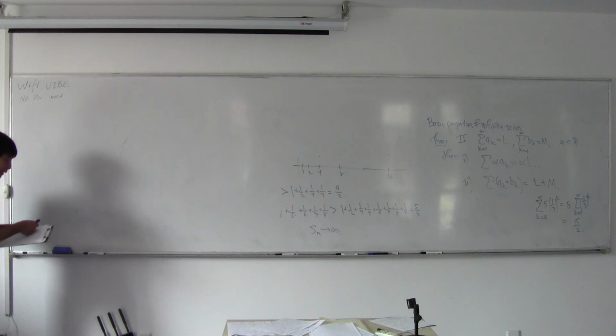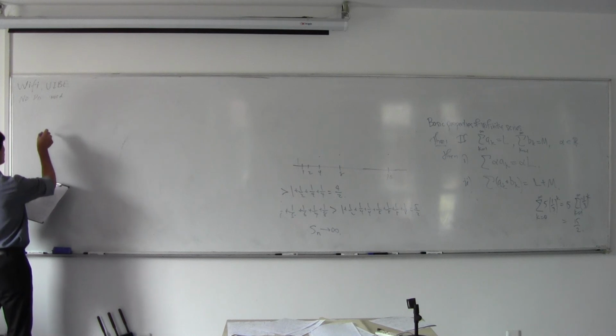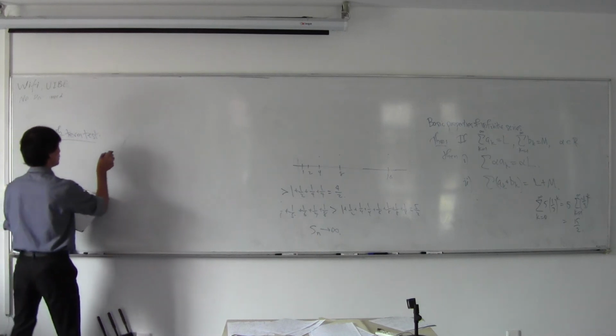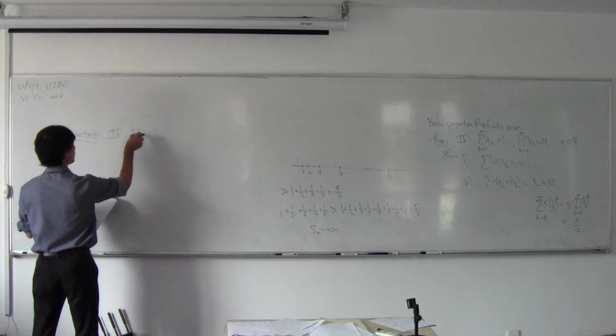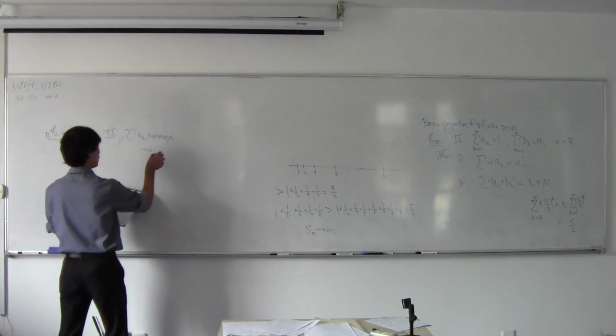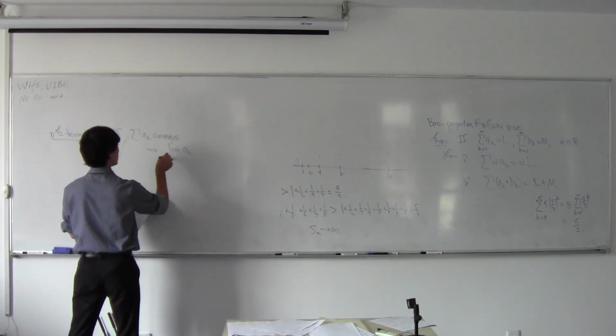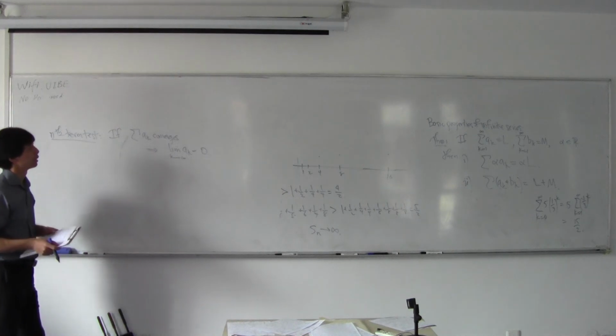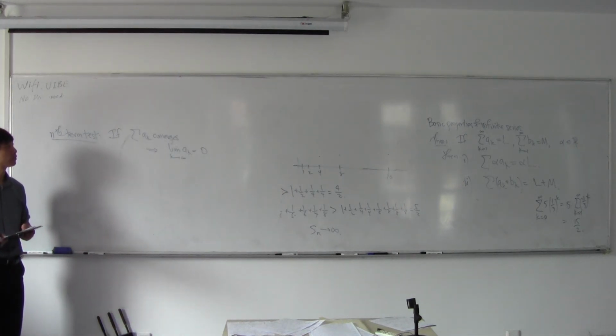Okay, so here's the last idea in this section. It's something called the nth term test. So, if the sum of a sub k converges, then the limit of a sub k as k goes to infinity must be 0. If your infinite series converges, then the elements have to go to 0.